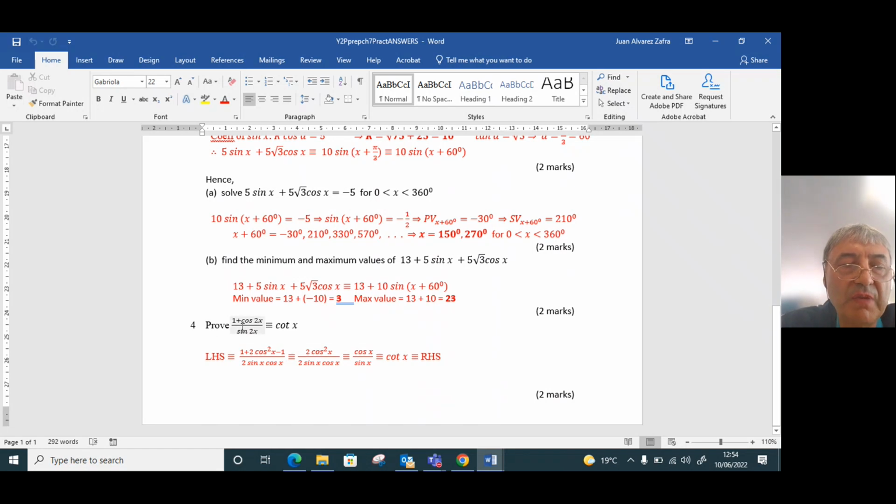So here, if you know that cos of 2x has 3 forms, and the form that I'm choosing here is 2 cos squared x minus 1, we substitute that in. Sine of 2x can be replaced by 2 sin x cos x, and we get this expression here where we can see the coses cancel. We get cos over sine, which is 1 over tan, which is cot x. May seem easy when it's done, but actually quite difficult to work with identities in some cases. So practice doing these kinds of questions.